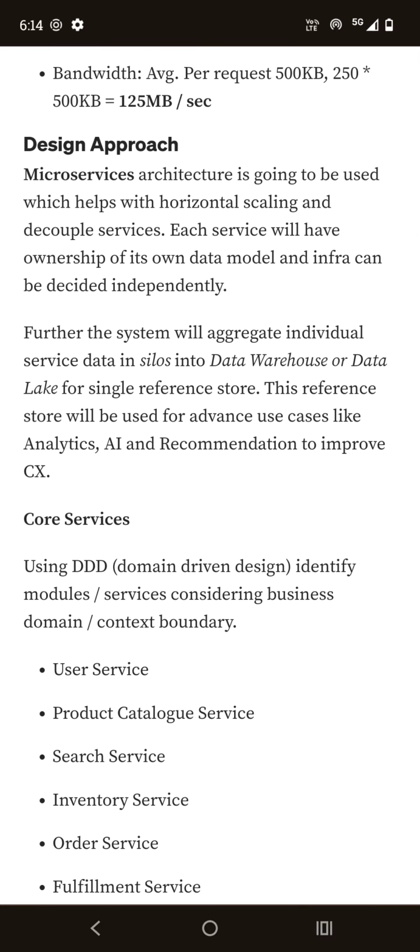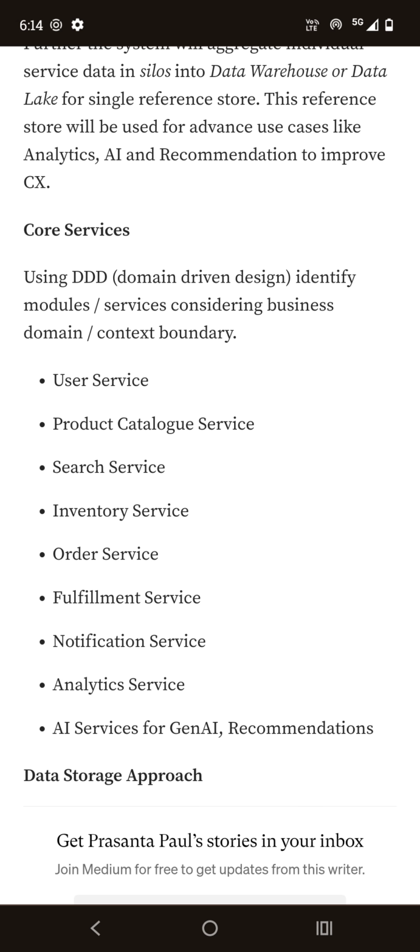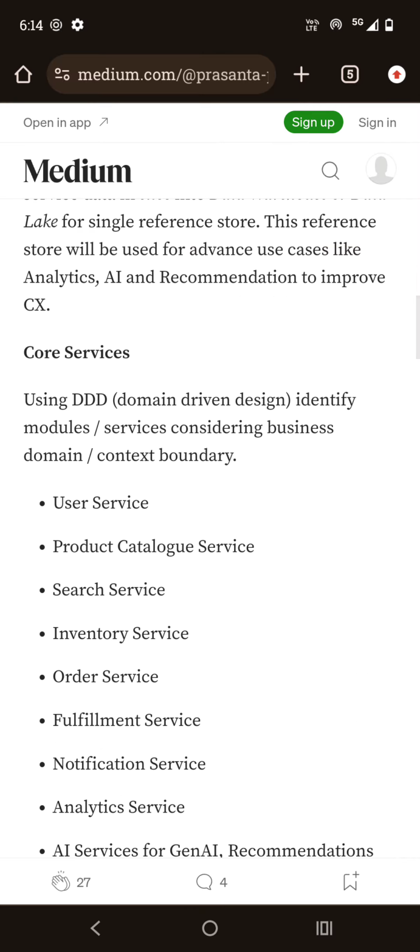Using DDD, domain driven design, you identify the modules and services considering the business domain and context boundary. As I told you, if you take an e-commerce application, who are the actors here? Users. And there will be a product catalog service, inventory service, order service, fulfillment or shipping service, notification service, and analytics and AI services for recommendations or personalization purposes.